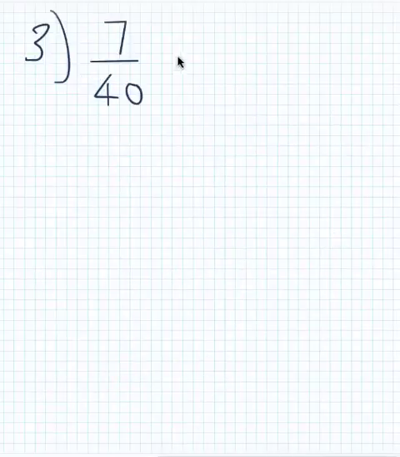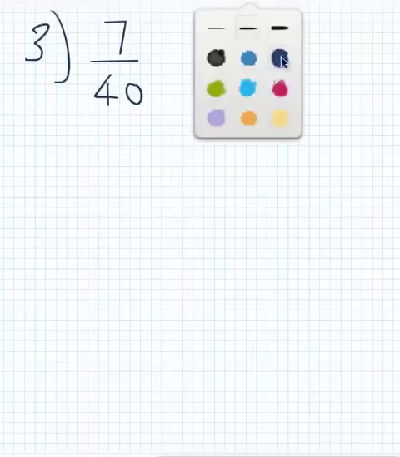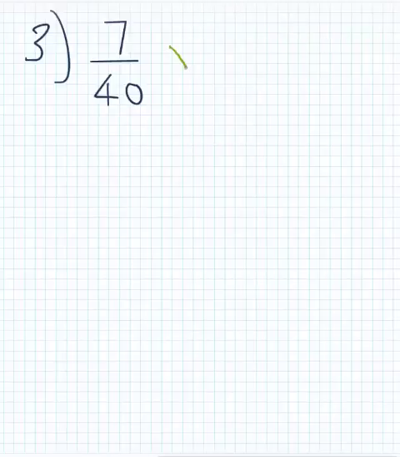And the last question for our warm-up, we've got 7 over 40, and we know to turn this into a percentage, times it by 100. Okay, simplify before we multiply. So that 100 is really over 1. I'll just put my symbol here to remind myself.